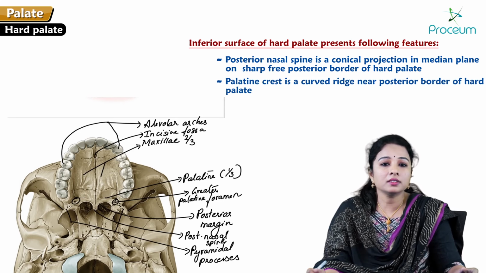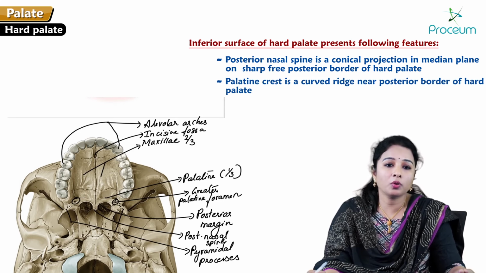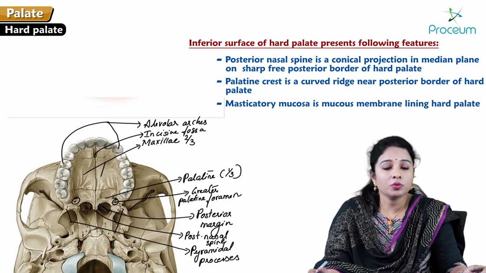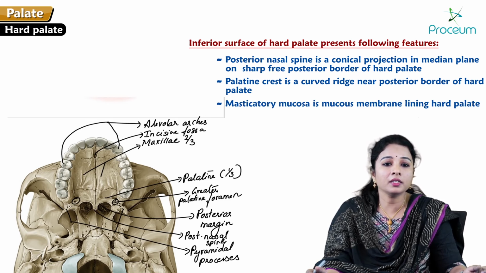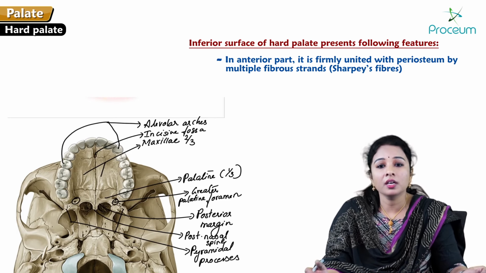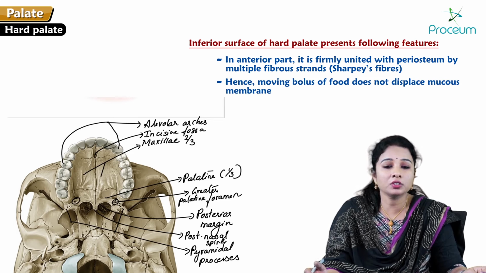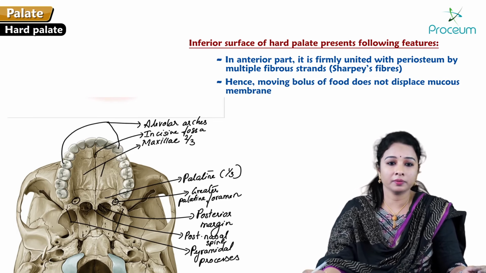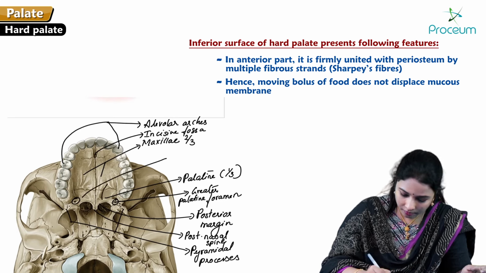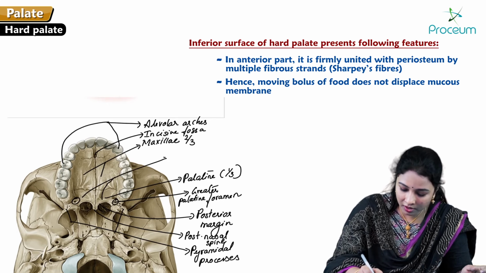Then the palatine rugae are curved ridges near the posterior border of the hard palate, and masticatory mucosa is the mucous membrane lining the hard palate. In the anterior part it is firmly united with the periosteum by multiple fibrous strands which are called Sharpey's fibers. Hence, the moving bolus of food does not displace the mucous membrane. These curved arches are the palatine rugae.